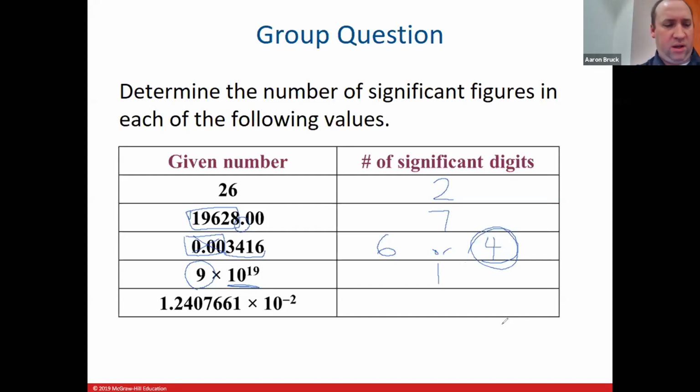In this last one, same deal. We've got a number and we've got an exponent. The number has the exact amount of significant figures in it that we're supposed to. So I have 1, 2, 3, 4, 5, 6, 7, 8 digits, 8 significant figures. Any questions about how to determine the number of significant figures from a given measurement using our rules?